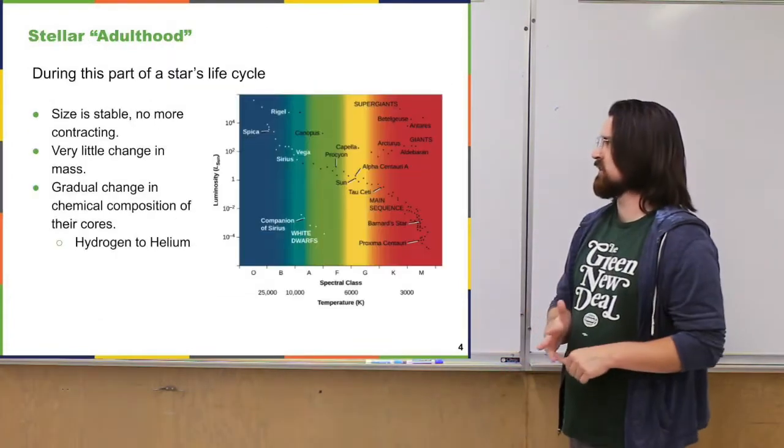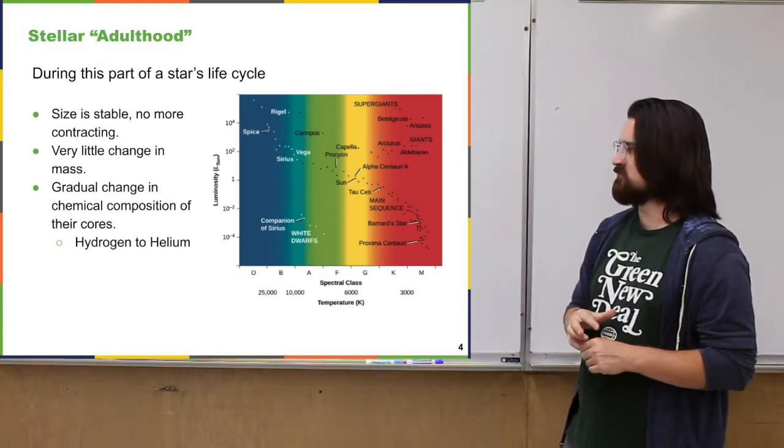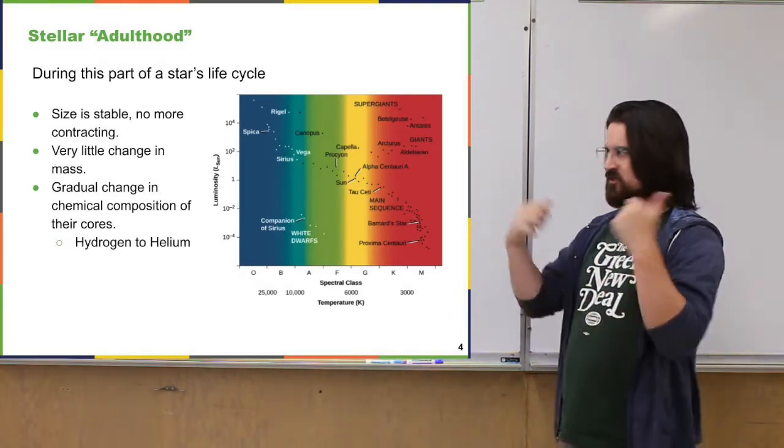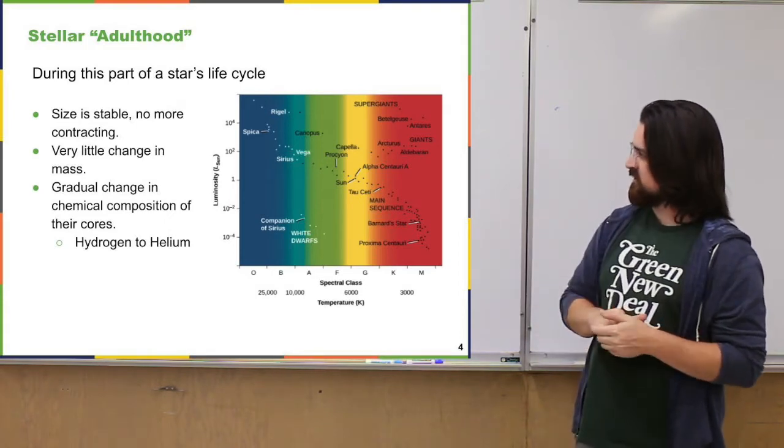So during that part of a star's life cycle, it's very stable. It's not contracting anymore, right? The pressure is balancing out gravity. There's very little change in its mass.